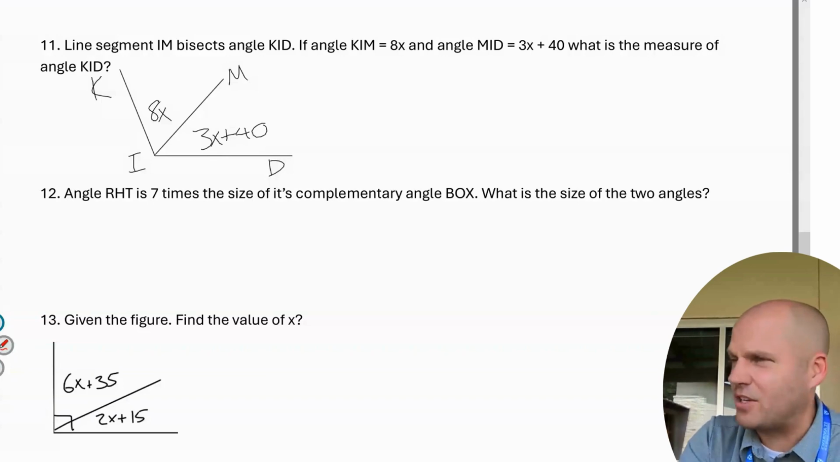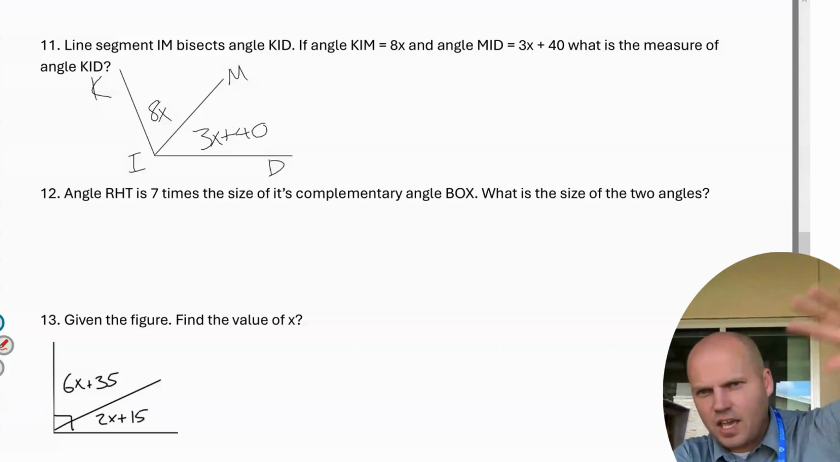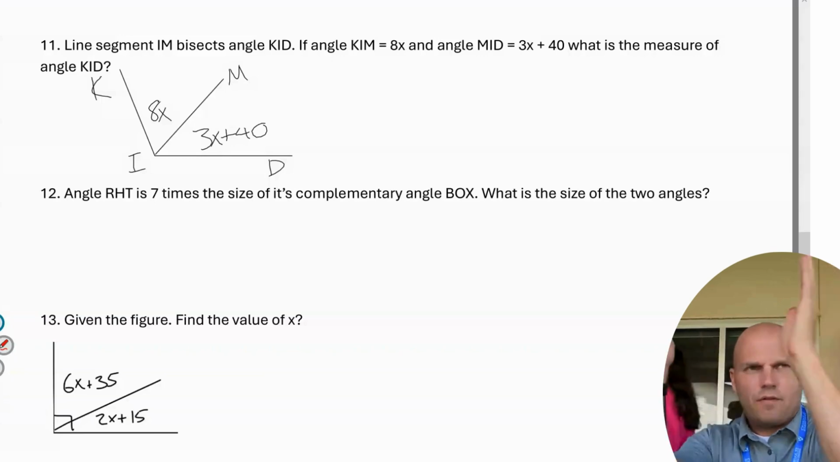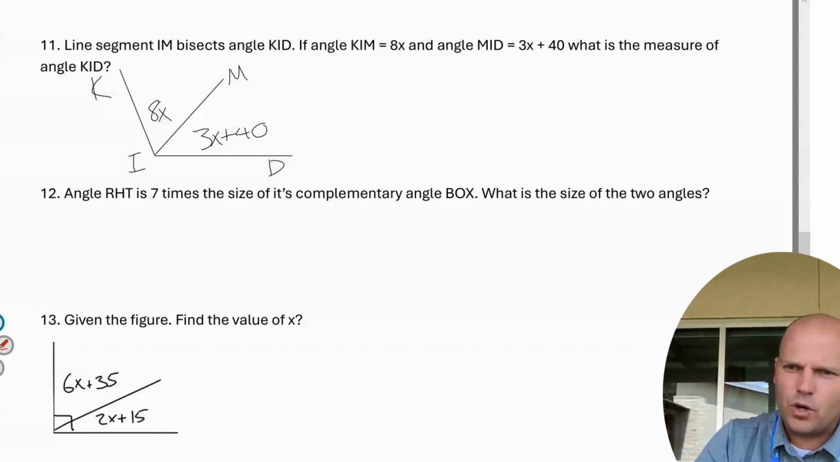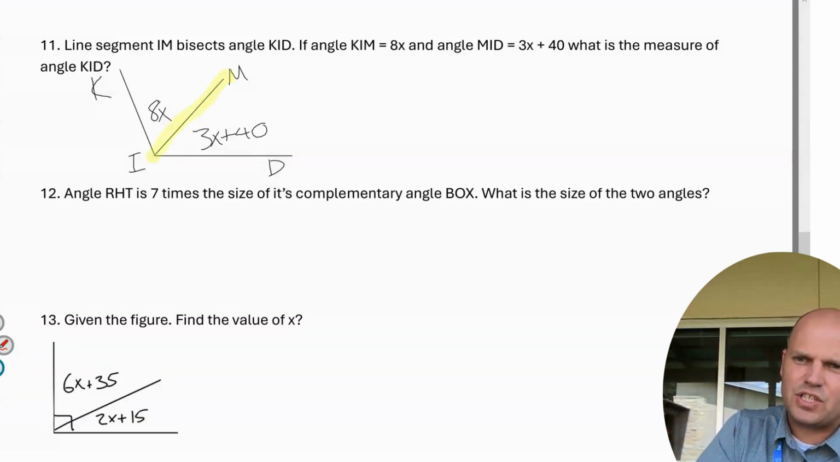Be careful though, guys. Make sure your letters are correct. Make sure you understand you're not given kid. You're given Kim and mid. You have half and you have the other half. We are bisecting. We are cutting things in half. This is not a double one set equal to the other.